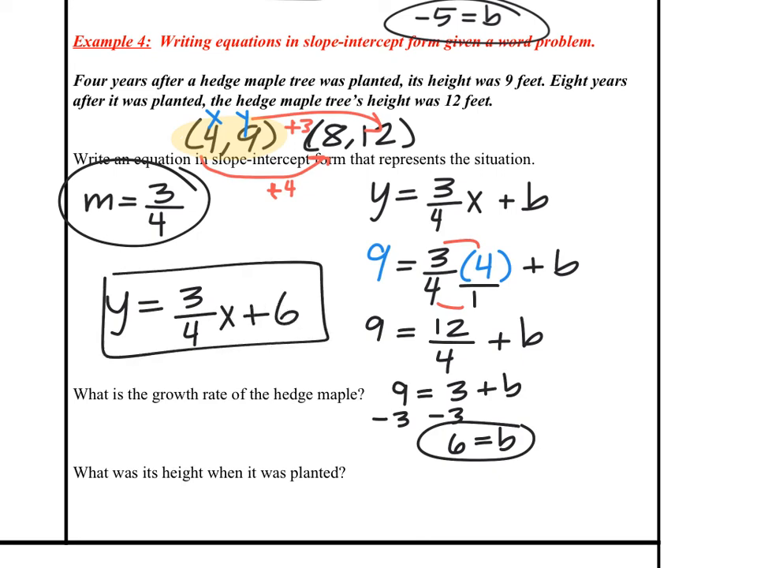Okay, the growth rate of the hedge maple tree. If we're talking about rate, then we are talking about the slope. Because slope is also the constant rate of change. The slope is 3/4. So that means that it is growing 3/4 of a foot per year, or you could say that it's growing 3 feet every 4 years.